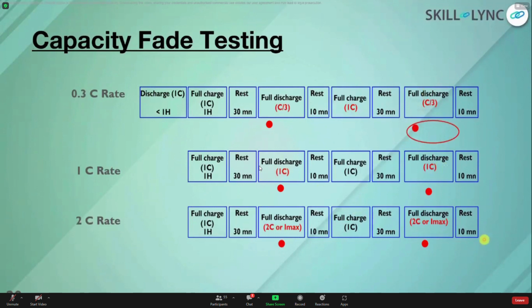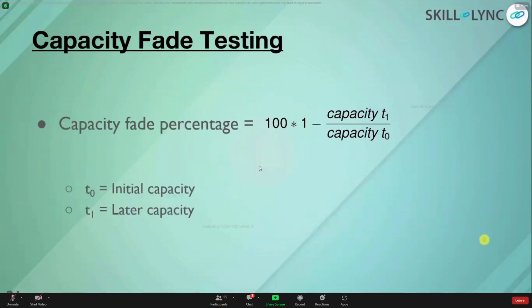Once we have this data, we use this particular capacity T1 and T0 and find out the capacity fade percentage. From this, we can easily figure out the capacity fade percentage for that particular cell or battery pack. So this capacity fade test is the final test in the aging test category.